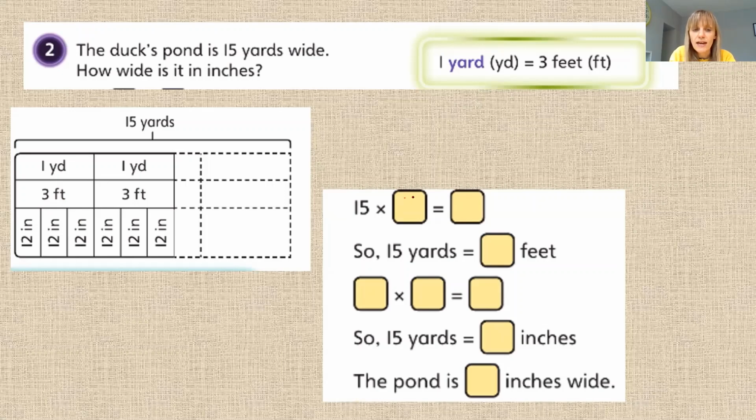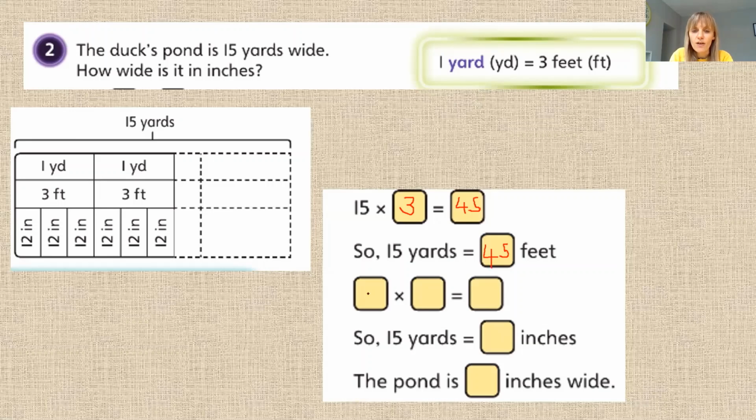So we know that in 1 yard, there are 3 feet. So if we've got 15 yards, we need to do 15 times by 3. Now, you can either times it by 3 or you can add 15 3 times. The answer to that is 45. So 15 yards is the same as 45 feet.